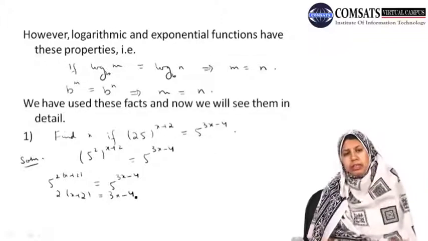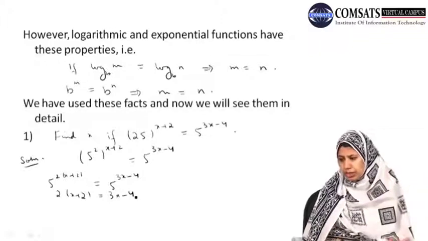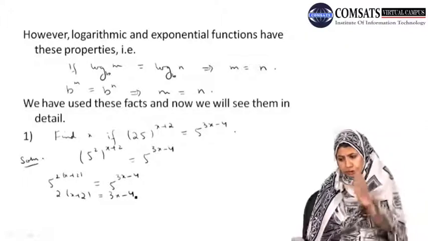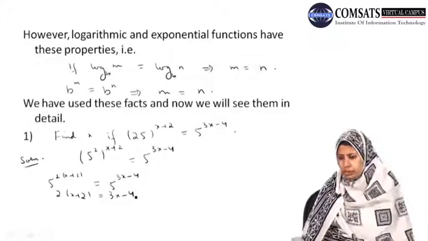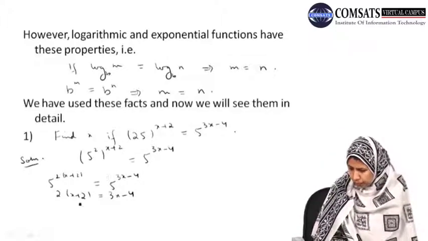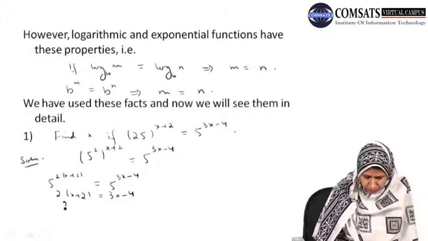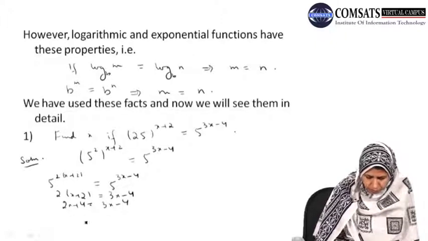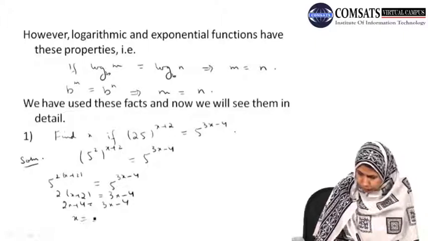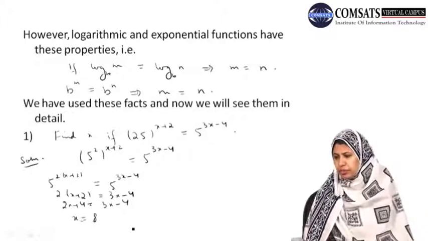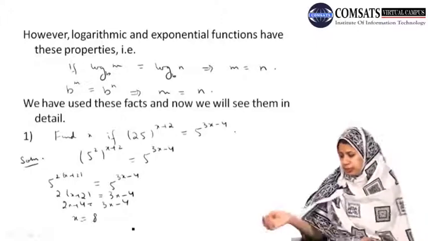Now this is nothing but a linear equation in one variable x, and we can easily solve this linear equation to find the value of x, which satisfies our exponential equation. Simplifying this, we obtain 2x + 4 = 3x − 4, and we obtain x = 8. So x = 8 is the value which satisfies our given exponential equation.